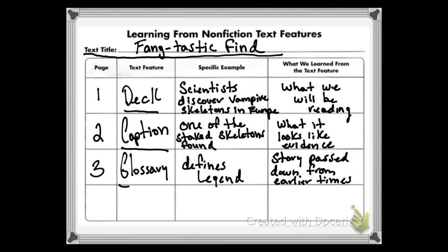Another type of text feature that was useful was a glossary, and it helped me define the word legend. And what did I learn from that glossary? Well, I learned that legend means story passed down from earlier times. So this is what we are going to do in our reads. We're going to be looking for those important text features, examples of them, and what you learned from them.